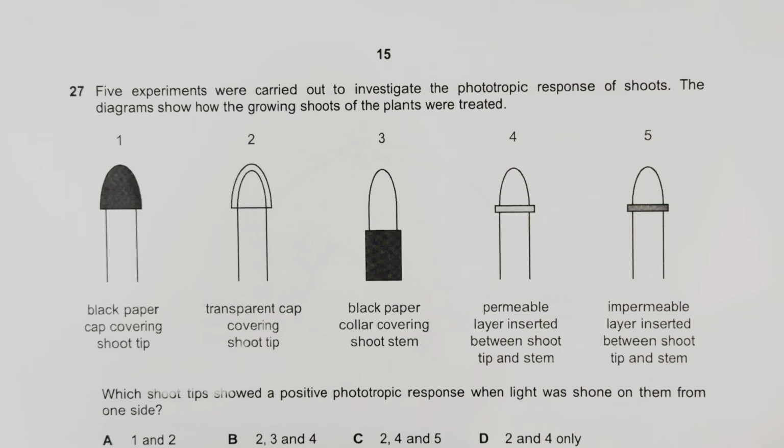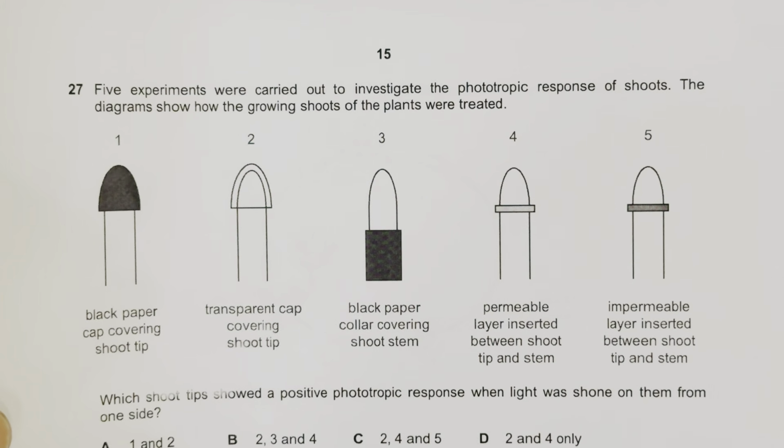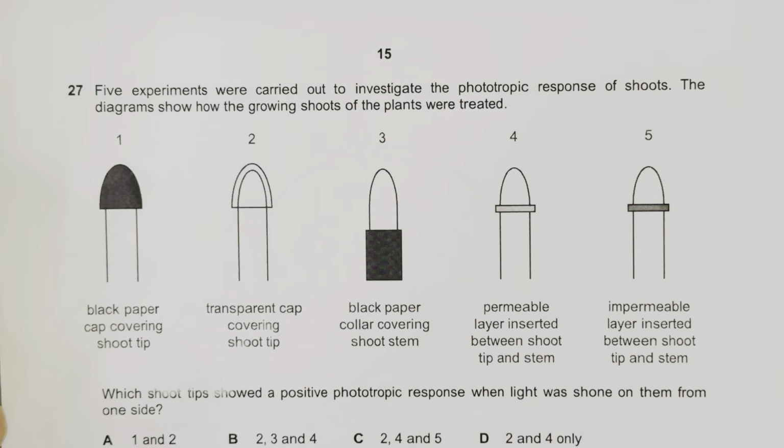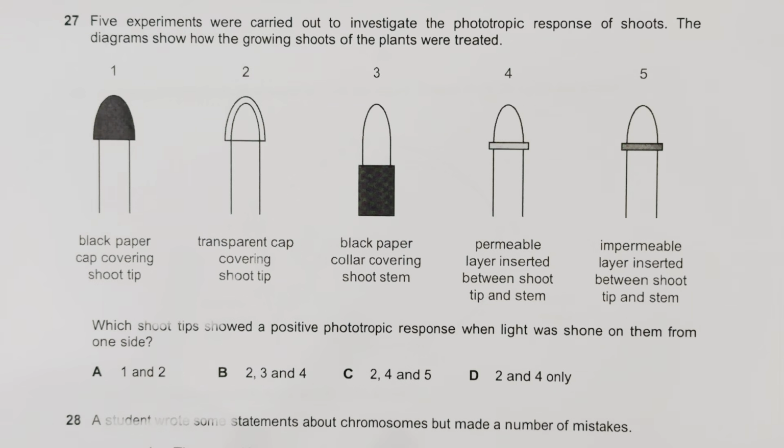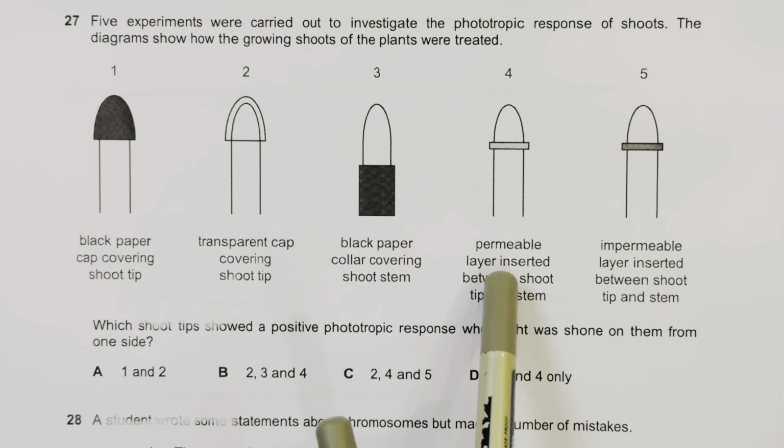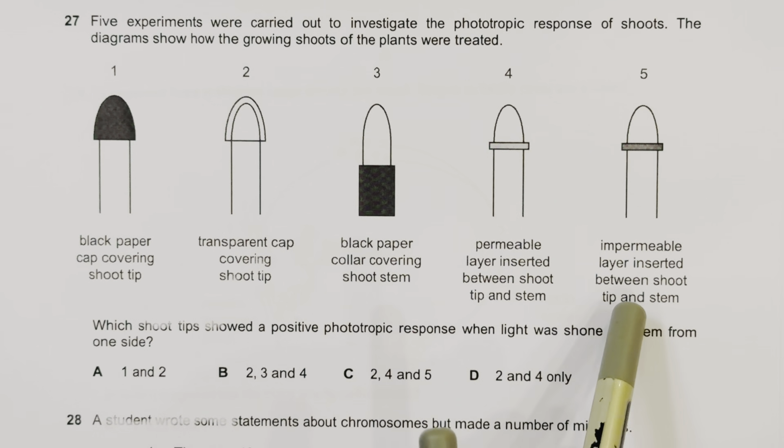5 experiments were carried out to investigate the phototropic response of shoots. The diagram shows the growing shoots of the plants that were tested. Okay, the first one is a black paper cap covering the shoot tip, then a transparent cap, a black paper collar covering the shoot stem, and a permeable layer or impermeable layer inserted between the tip and the shoot. Which shoot tips showed a positive phototropic response when the light was shone on them from one side?